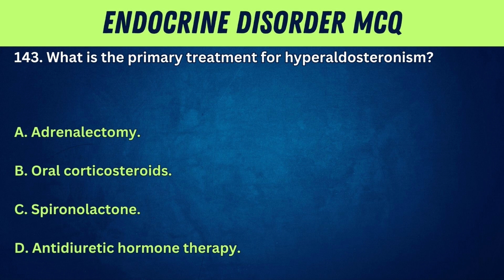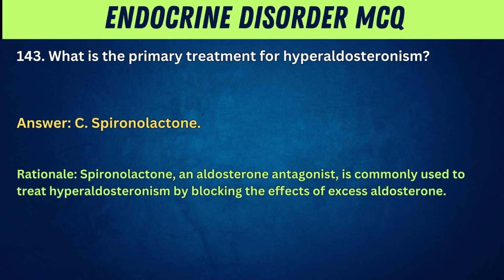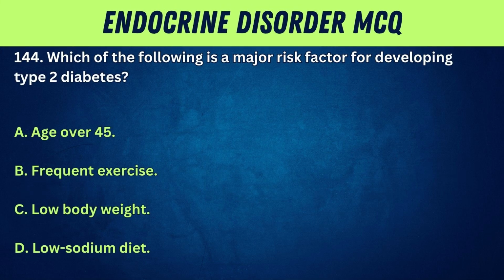143. What is the primary treatment for hyperaldosteronism? A. Adrenalectomy. B. Oral corticosteroids. C. Spironolactone. D. Antidiuretic hormone therapy. Answer: C. Spironolactone. Rationale: Spironolactone, an aldosterone antagonist, is commonly used to treat hyperaldosteronism by blocking the effects of excess aldosterone.